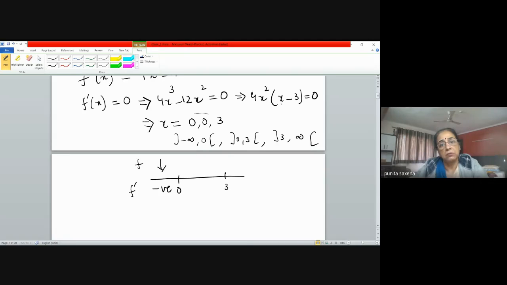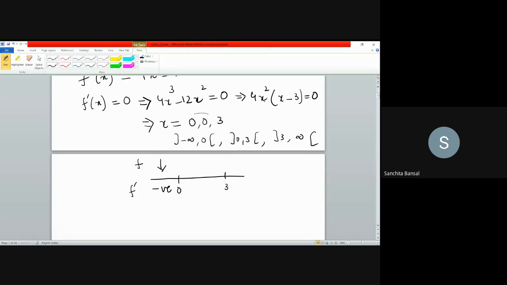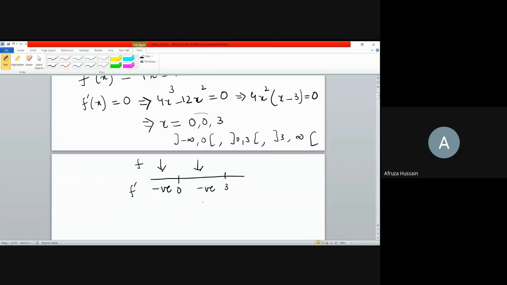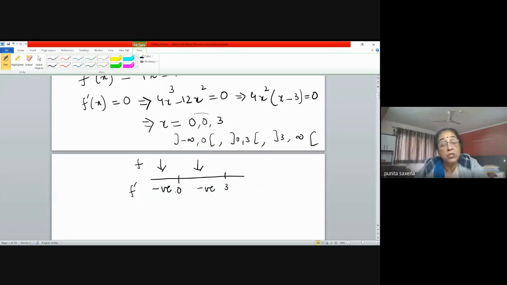Don't overthink it. Substitute any point between 0 and 3 here and check. Okay, say x equal to 1. Negative will come. So that means the function is decreasing, because it's still negative.